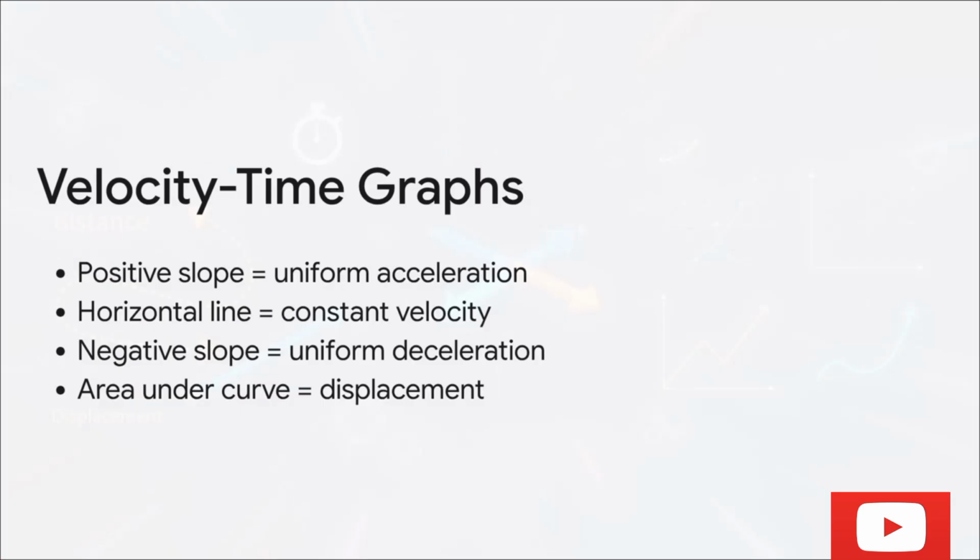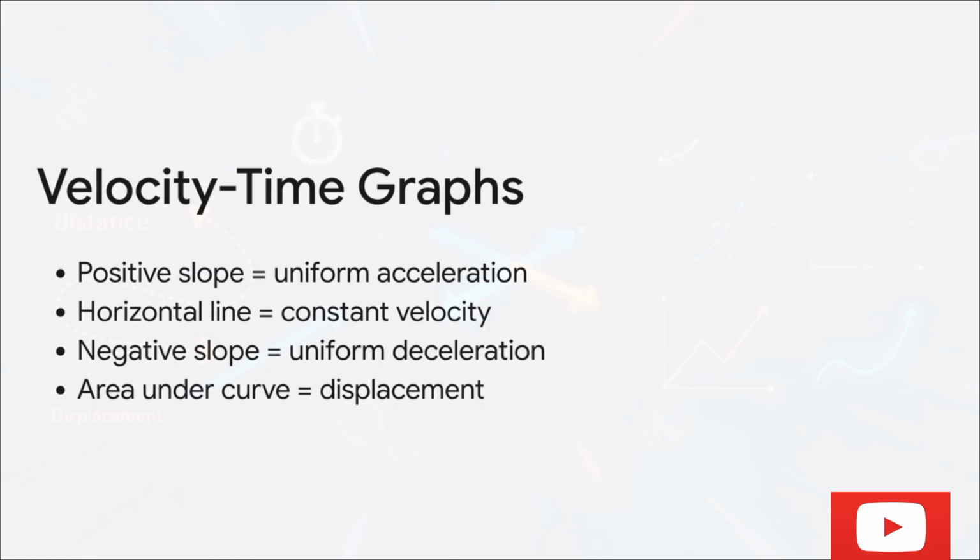Let's zoom in on that velocity-time graph a bit further, so you can literally read it like a book. A straight line pointing upward with a positive slope means uniform acceleration. A perfectly horizontal line means you have constant velocity, which translates to 0 acceleration. A straight line pointing downward with a negative slope, that's uniform deceleration. And remember, if you calculate the geometric area of the triangles and rectangles tucked under that line, you get the total displacement.